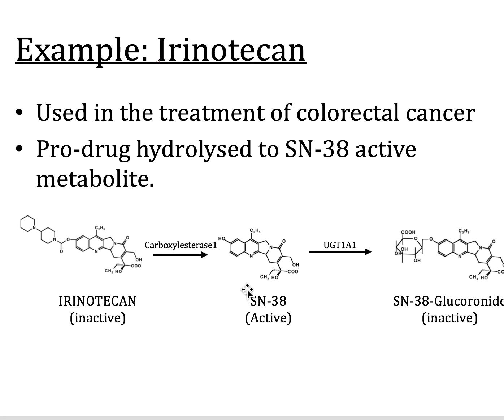Now, carboxylesterase 1 is formed in the liver. It's more in the hepatic sites. So this is the active form of the drug, and then it can be deactivated into the inactive form once a glucuronide is added to it. So what's the point? You might be thinking, well, we need the active form of the drug, why do we need the inactive form?